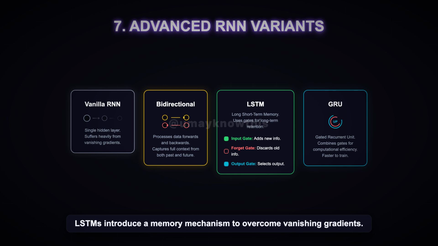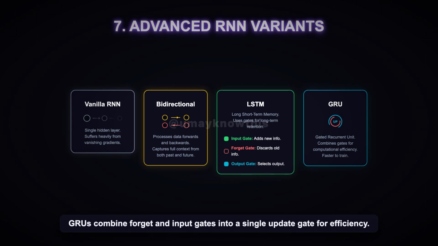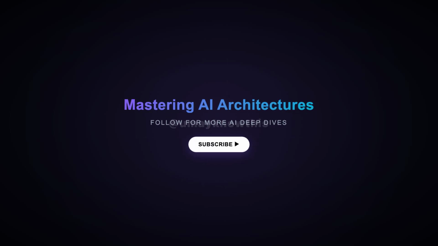Finally, gated recurrent units, or GRUs. GRUs are a variation of LSTMs designed to be computationally more efficient. They combine the forget and input gates into a single update gate and do not have a separate cell state. GRUs often perform similarly to LSTMs but are faster to train.